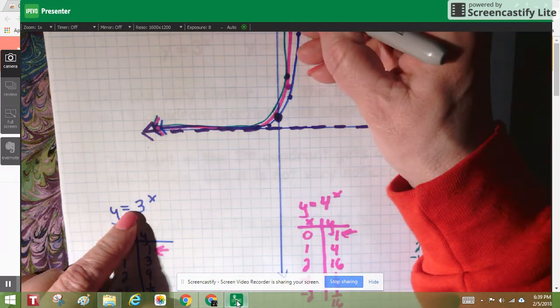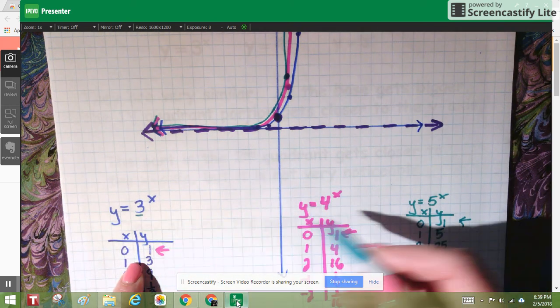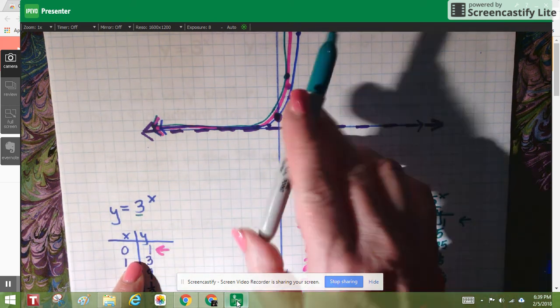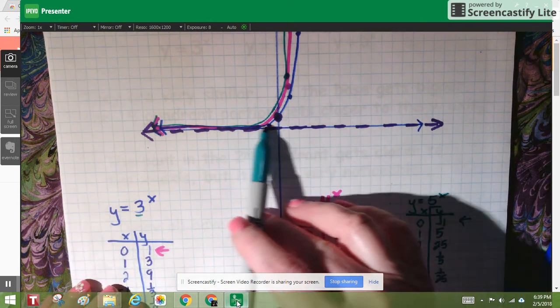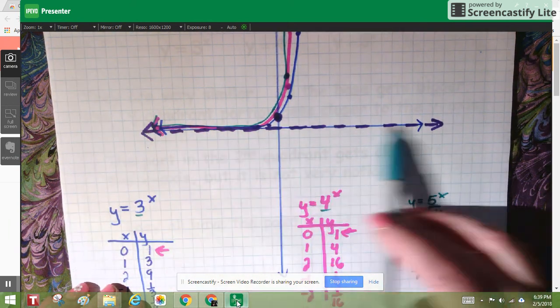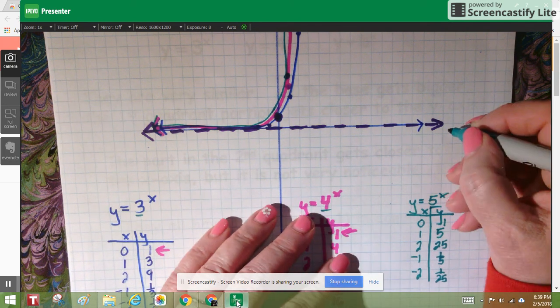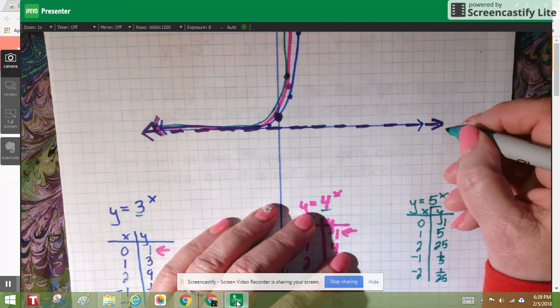So you can see what's happening here as my base increases. These graphs are going to get closer and closer and closer to my y-axis. And they all are still going to have the x-axis as your asymptote.